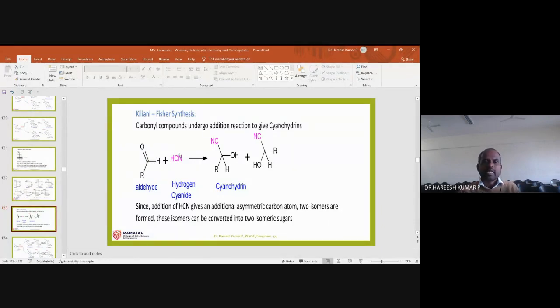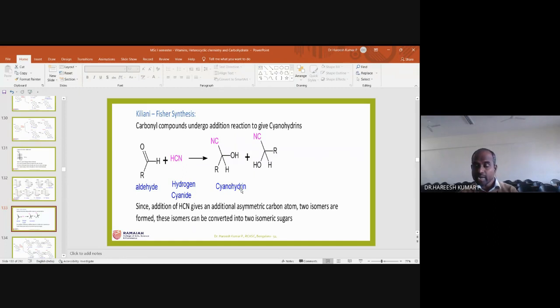And here CN minus can attack from both sides, this side as well as this side. If it is attacking from this side, this isomer is formed. If CN minus is attacking from this side, this isomer is formed. And both the compounds together we call a racemic mixture. So this is about how the cyanohydrin is formed.